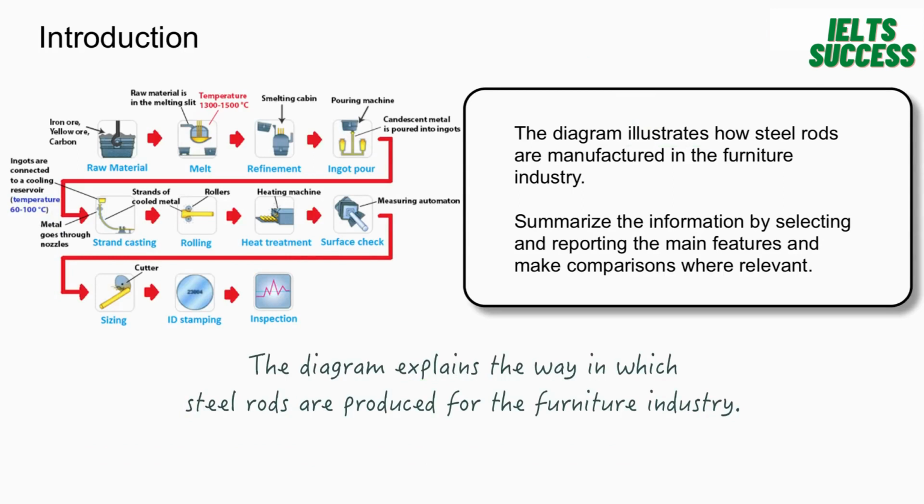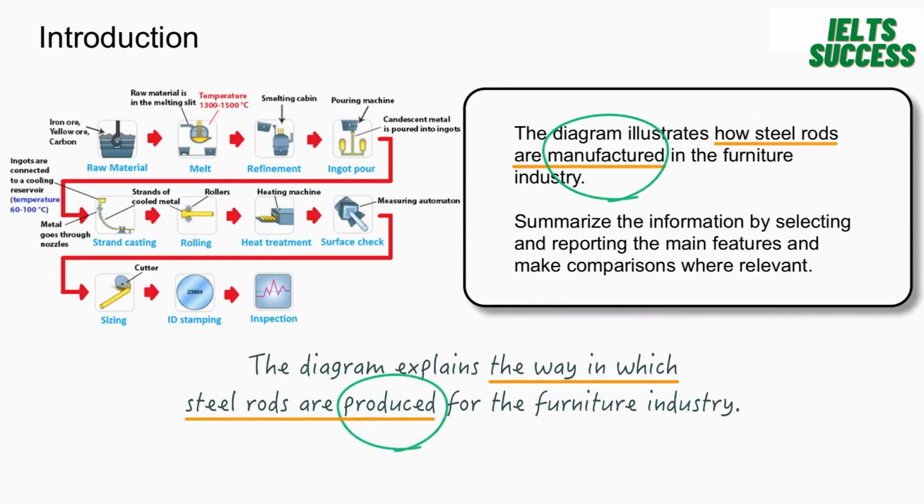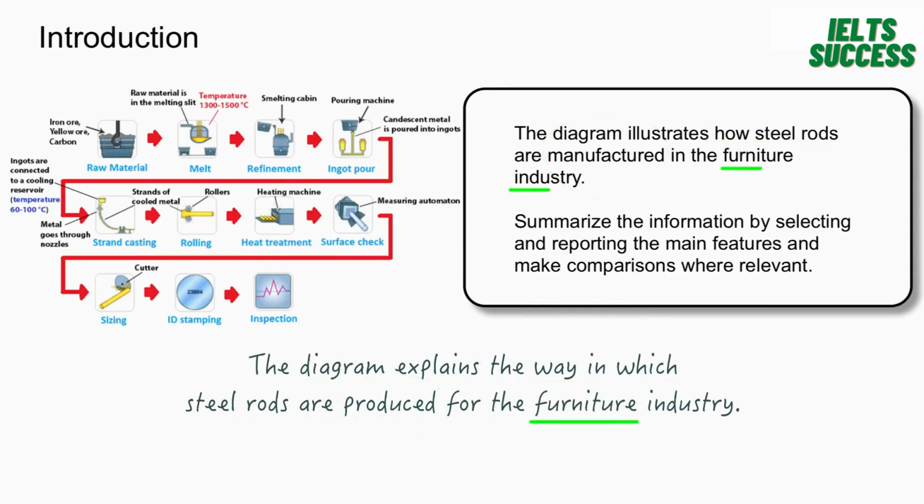Next, I changed the phrase how steel rods are manufactured to the way in which steel rods are produced. So, instead of writing how, I wrote the way in which, and instead of writing manufactured, I wrote produced. And then comes furniture industry, and I kept it the same. So that's all with our introduction. We have paraphrased the topic so the examiner can get familiar with our diagram.